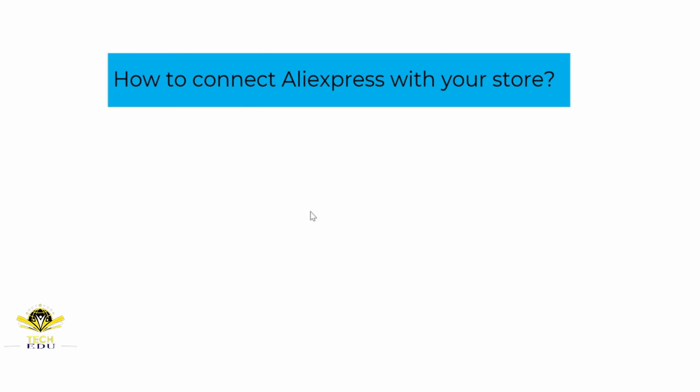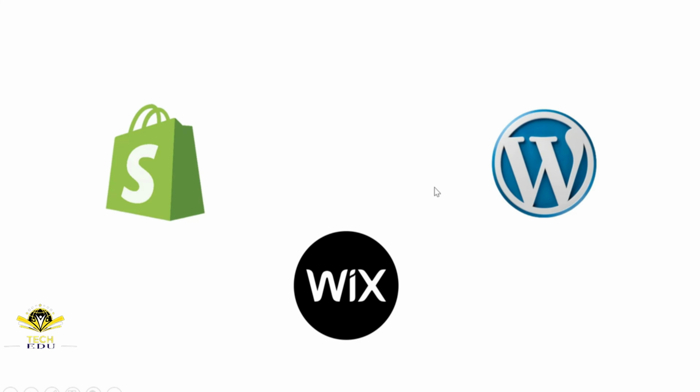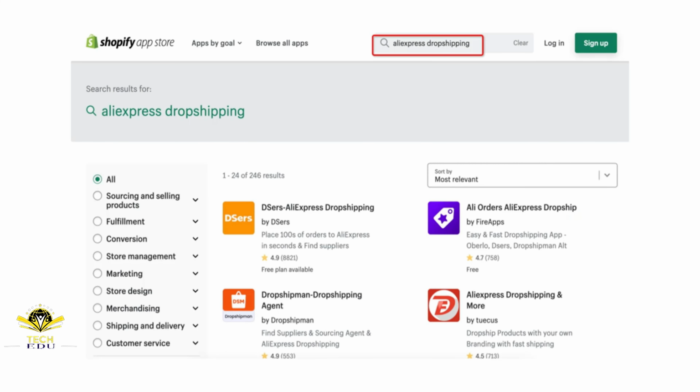Alright, so now another very important question is how to connect AliExpress with your store. So this actually depends on what you're using. If you're using Shopify, then there's a different method. There's an app that you need to install. If you're using WordPress, you need to install a specific plugin. And if you're using Wix, you're also going to have to install something.